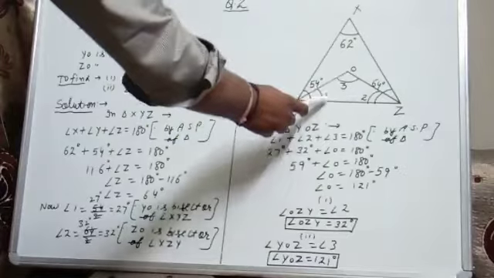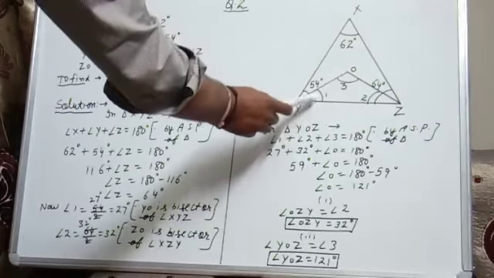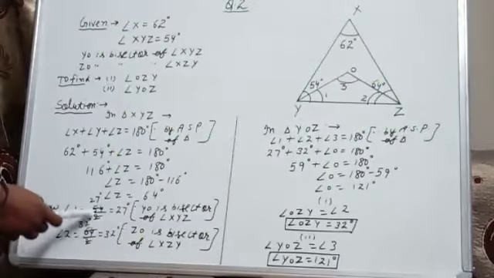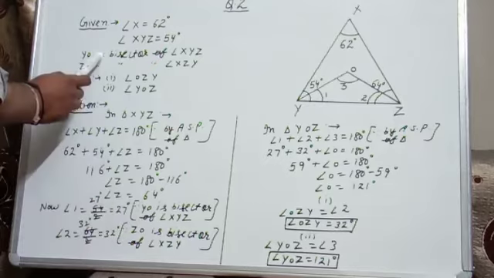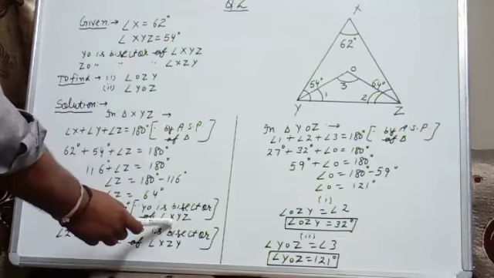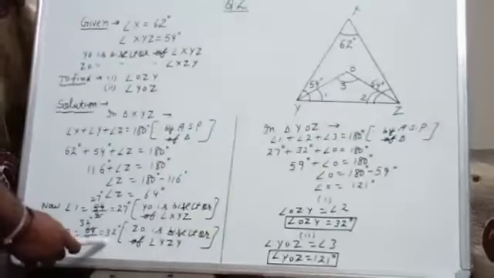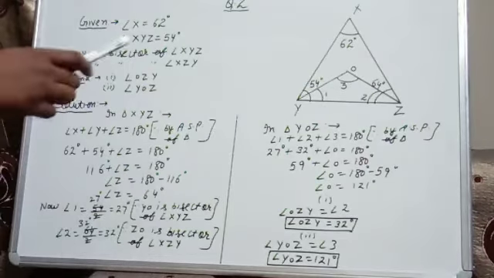Now this is angle 1, this is angle 2, this is angle 3. This is a bisector. Bisector means this angle 1 will be half of this. So angle 1 is half of 54, and you will get 27. You have to write the reason: YO is the bisector of angle XYZ. Then angle 2 is half of 64, and you will get 32. The reason is that ZO is the bisector of angle XZY.